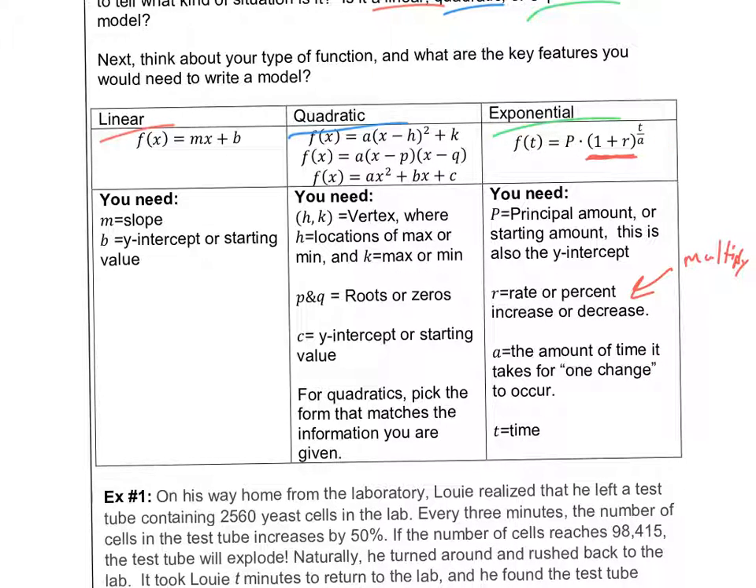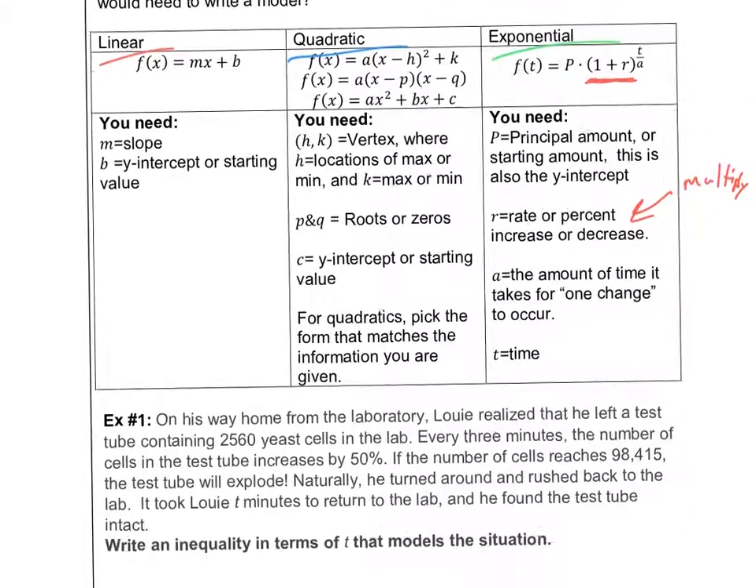So, you know, if they're saying, hey, it happens every 5 minutes, and your t is in minutes, then that's going to be a 5. And t just represents your time. All right, let's do a problem like this.